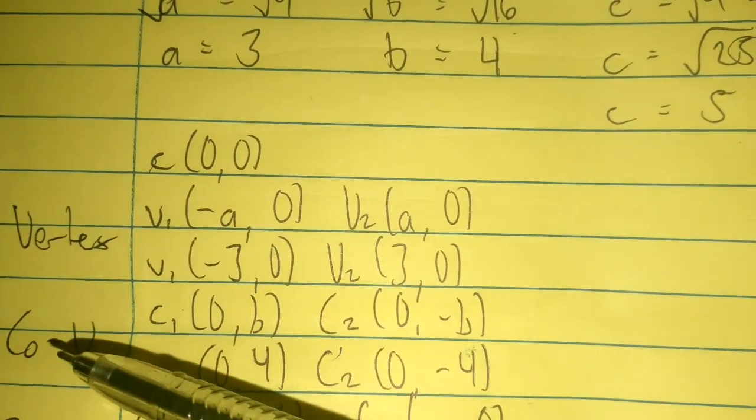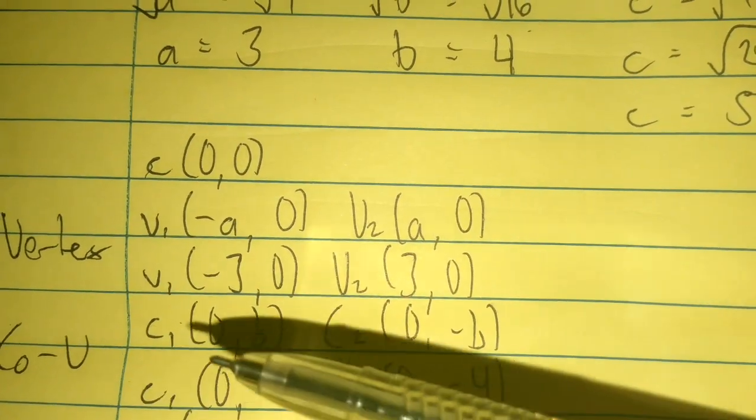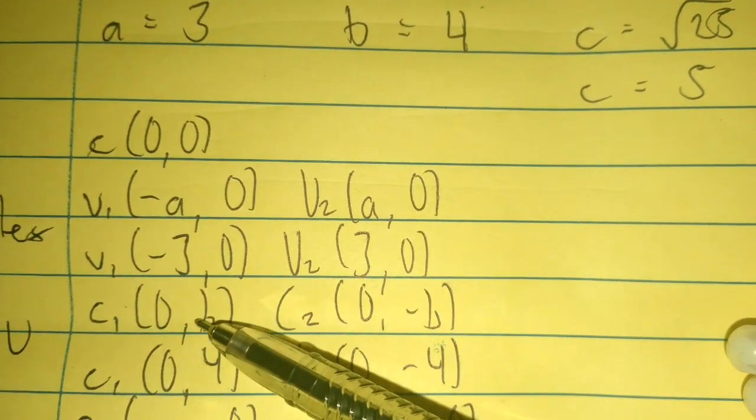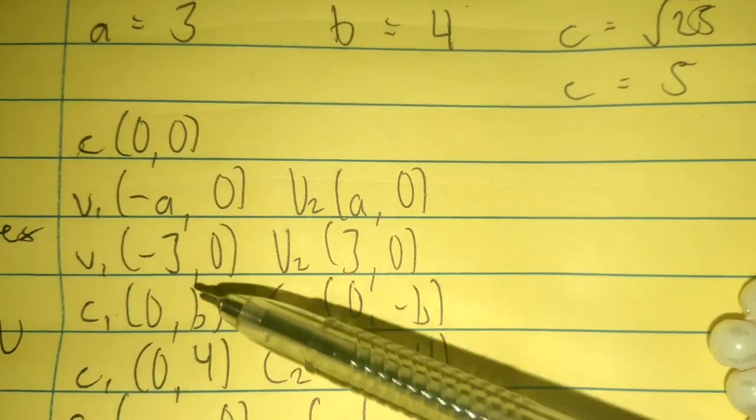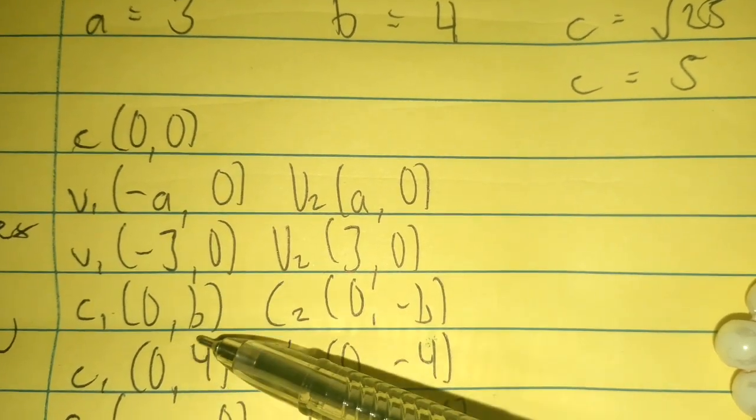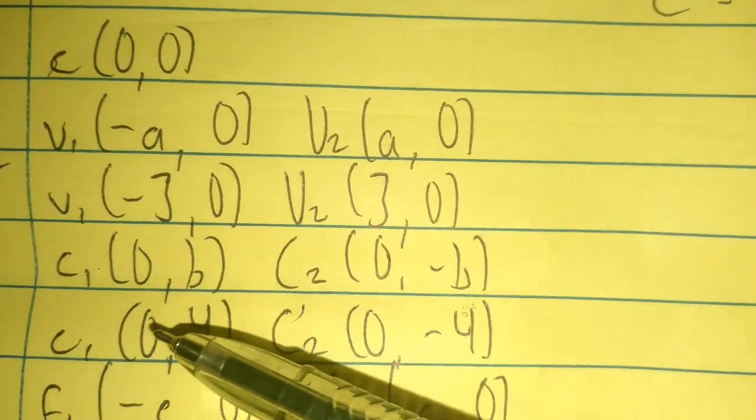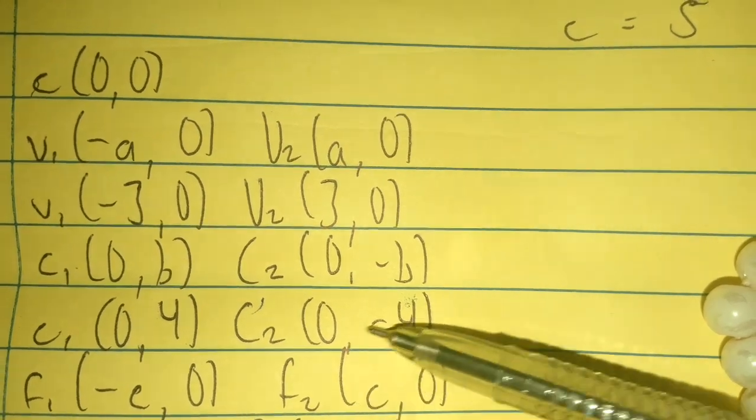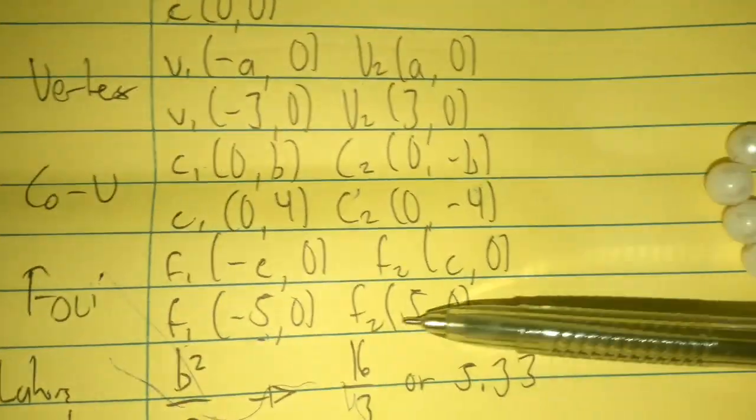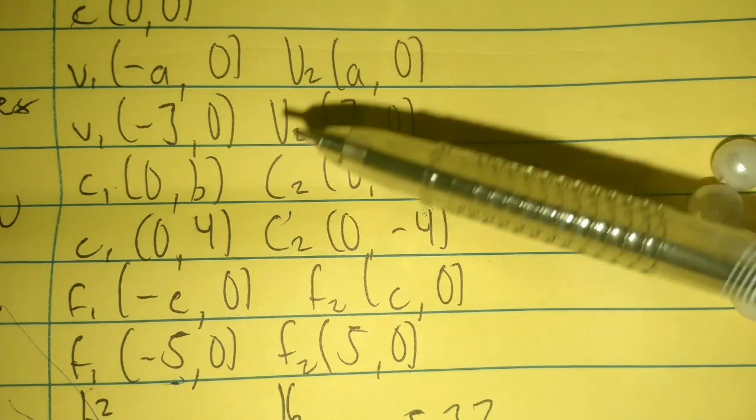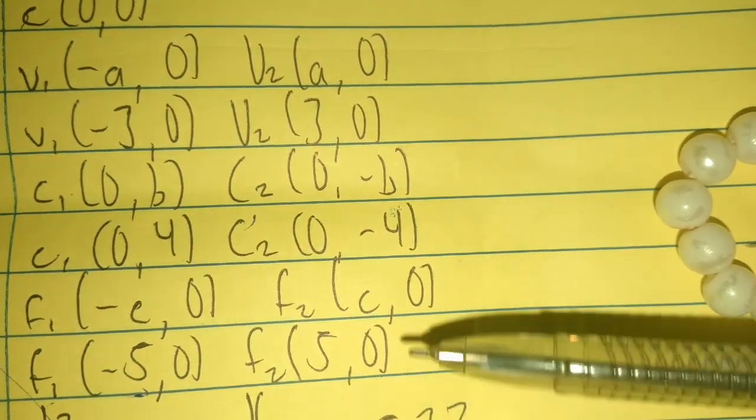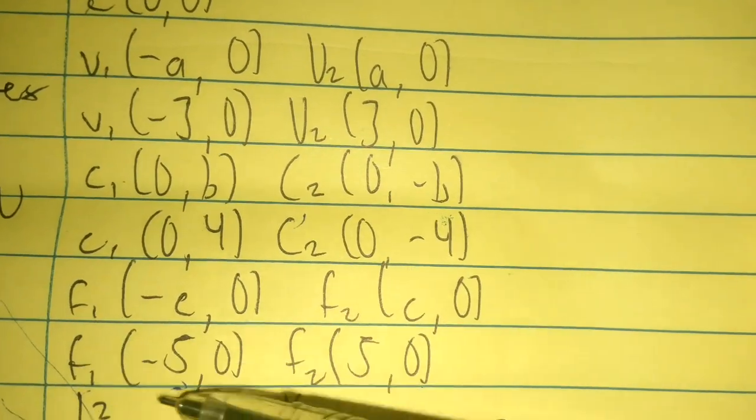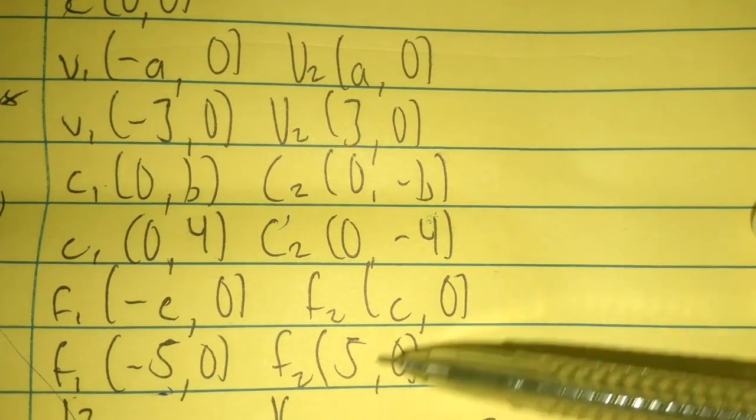The next step is to find the co-vertices. In order to find the co-vertices, let's substitute the value of b into this equation: (0, b) and (0, negative b). Substitute the 4, and it will be (0, 4) and (0, negative 4). Let's proceed now to the foci. We have (negative c, 0) and (c, 0). The value of c is 5, so just substitute: (negative 5, 0) and (5, 0).